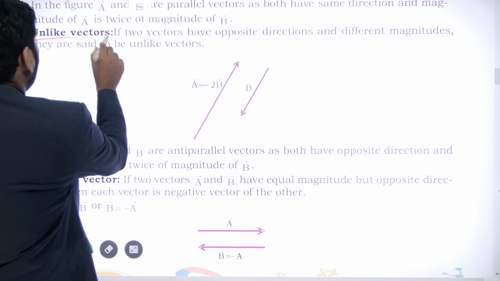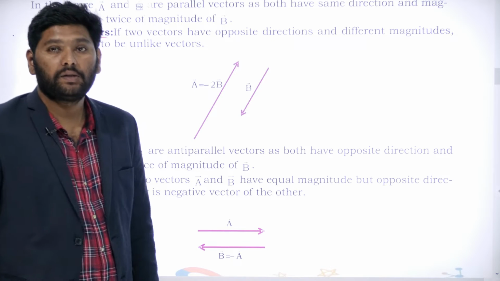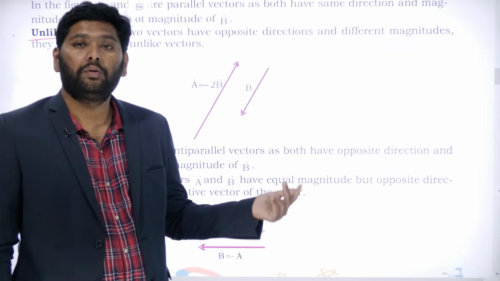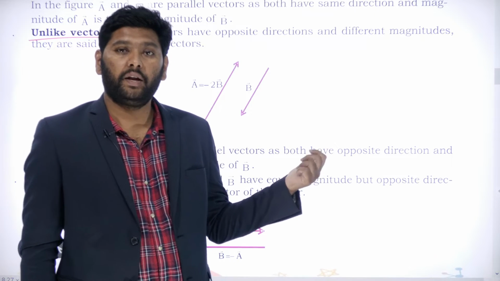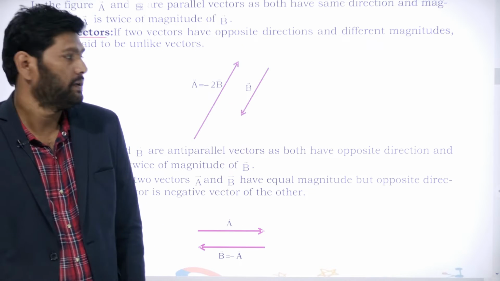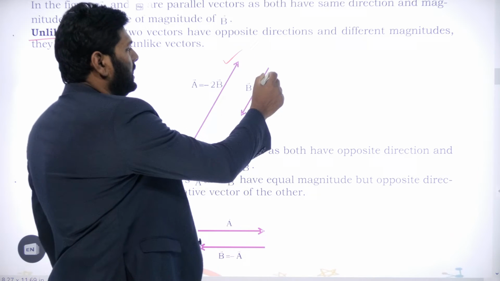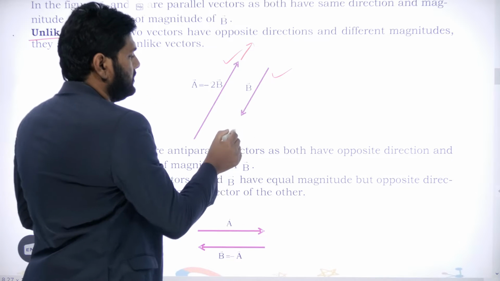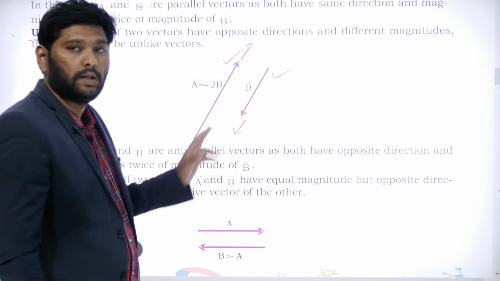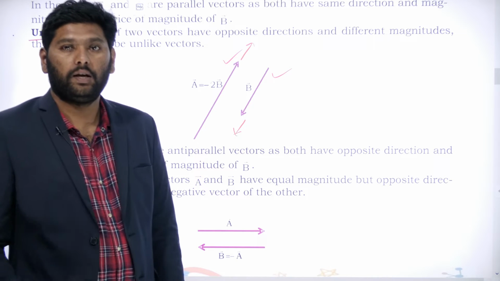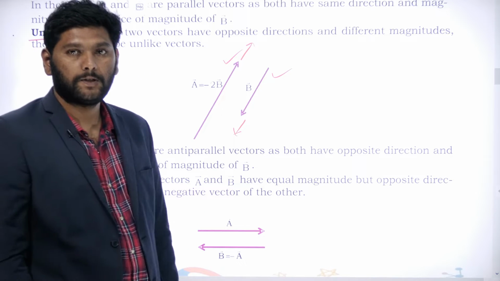What is meant by unlike vectors? Unlike vectors mean vectors acting with different magnitude in different directions. Here, different direction means acting in the opposite direction. So this is vector A and this is vector B. This is acting in this direction, this is acting in this direction. So these two vectors are nothing but unlike vectors. I hope you have understood, isn't it?